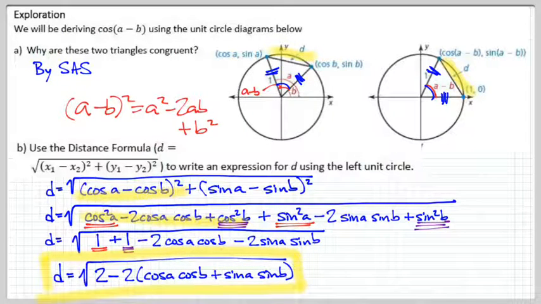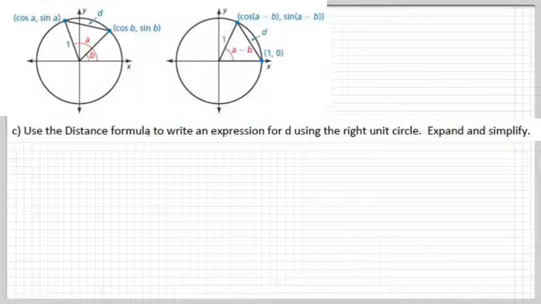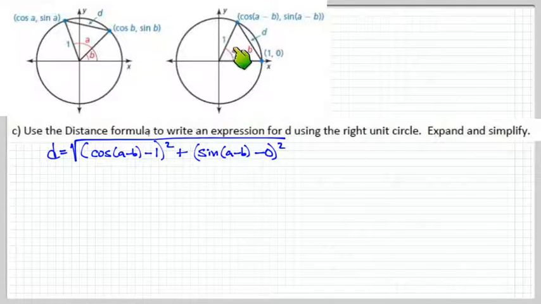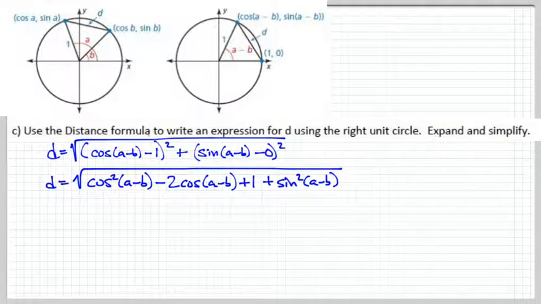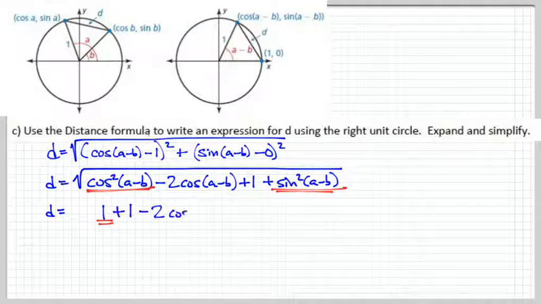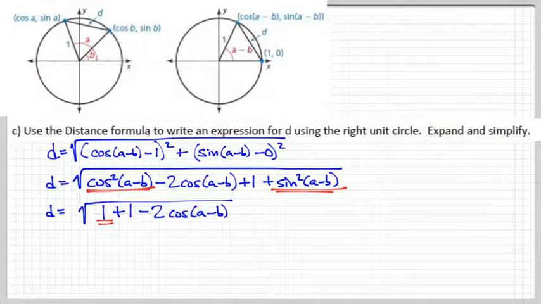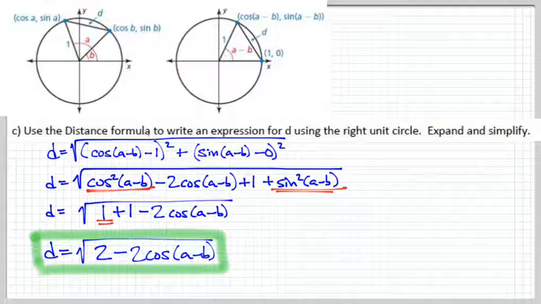Now let's do the same using the other circle. Distance formula. In this case, this is my x1 minus x2, my y1 minus y2, and I put it in this form. This is kind of nice here, minus 0. Let's expand this out. And now again, I have something nice. I have cosine squared of A minus B plus sine squared of A minus B. That's equal to 1. So I add 1 plus 1, I get 2, and I'm left with this.